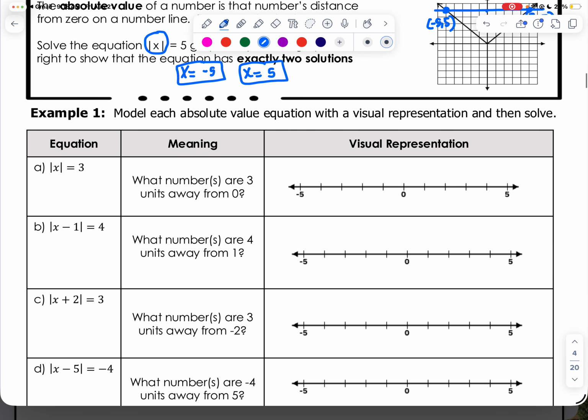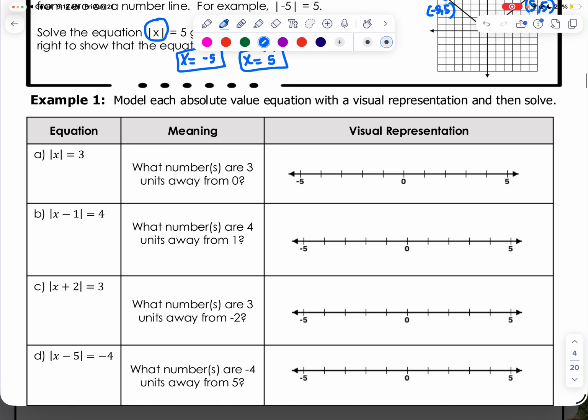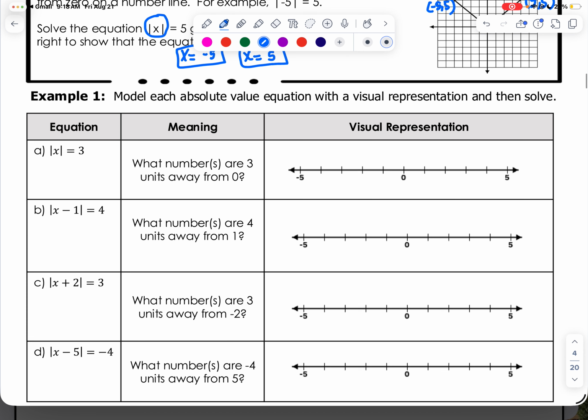All right, now let's talk about modeling absolute value equations and their solutions on a number line. So in problem A, the absolute value of x is equal to 3, that literally means what number or numbers are 3 units away from 0. Why 0? Well, because this can be rewritten as absolute value of x minus 0 is equal to 3. All right, so here's 0.